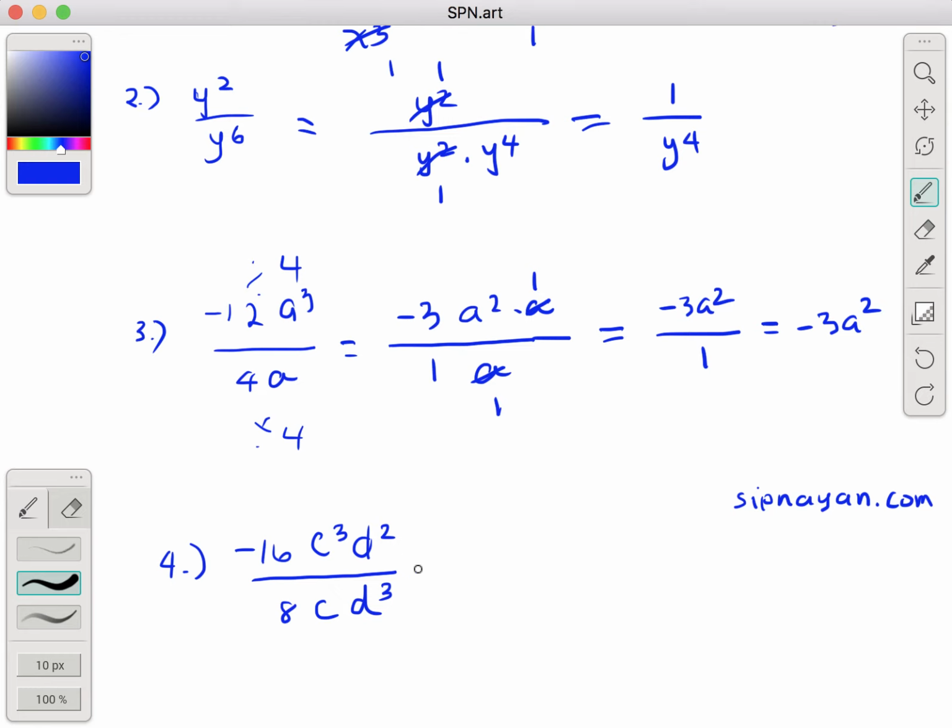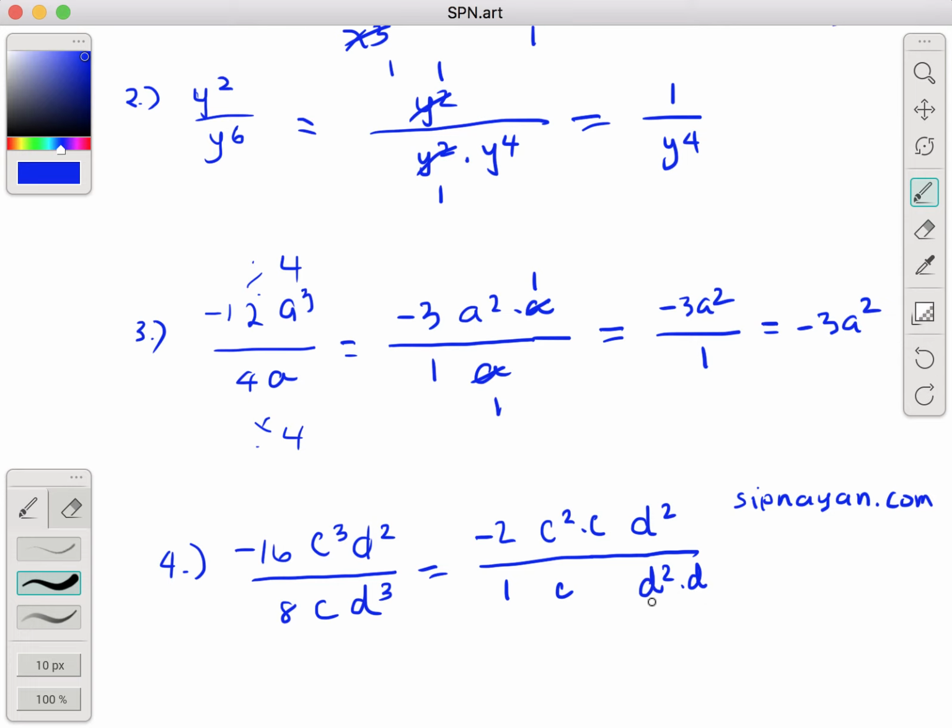Now, for the last example, we have negative 16 tsaka 8. Anong pwede natin i-divide? We have 8, di ba? So, negative 16 divided by 8 is negative 2. 8 divided by 8 is 1. And then yung c cubed natin, we have a c here. So, pwede natin gawing c squared times c para may pareho yung c sa baba. And then yung d naman natin, mataas naman yung sa baba. At meron tayong d squared sa taas, so dapat meron tayong d squared dito times d.